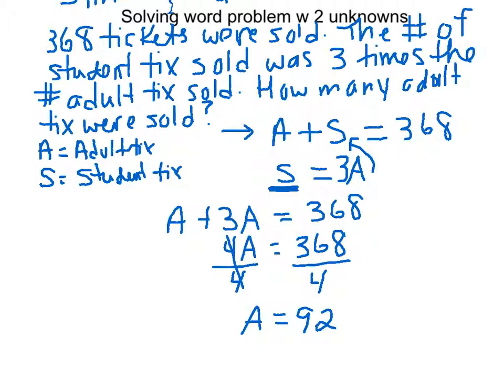So are we done? A equals 92. A is the number of adult tickets. And they asked how many adult tickets were sold. Absolutely. So 92 adult tickets were sold.